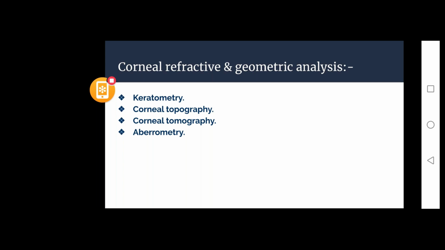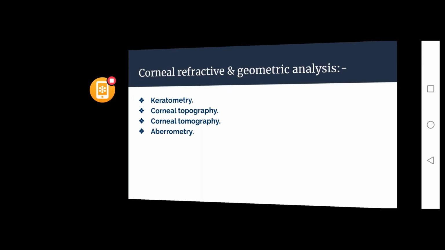So how do we do refractive and geometric analysis? Number one is the keratometer, which can only do refractive analysis and not geometric analysis. We can do it by corneal topography, by corneal tomography, or by something known as aberrometry. In aberrometry, you basically do refractive analysis. However, the latest equipment gives you corneal topography, corneal tomography, as well as aberrometry. We'll be focusing more on corneal topography.